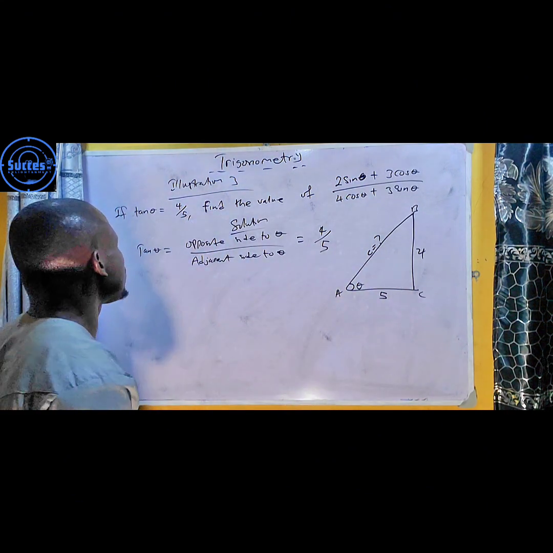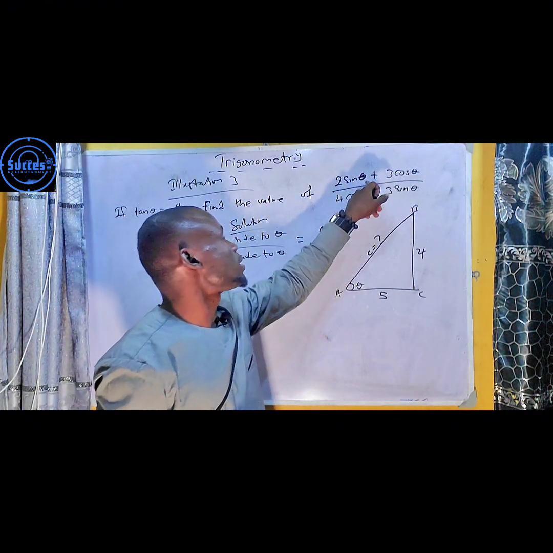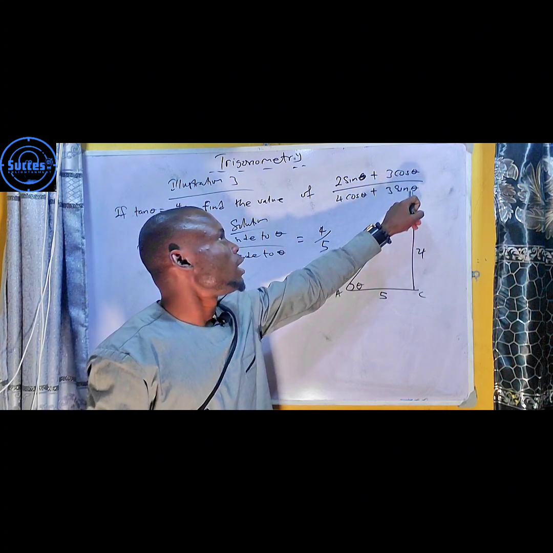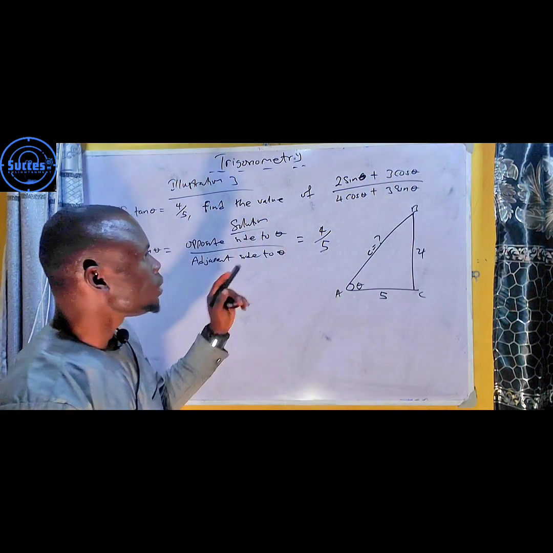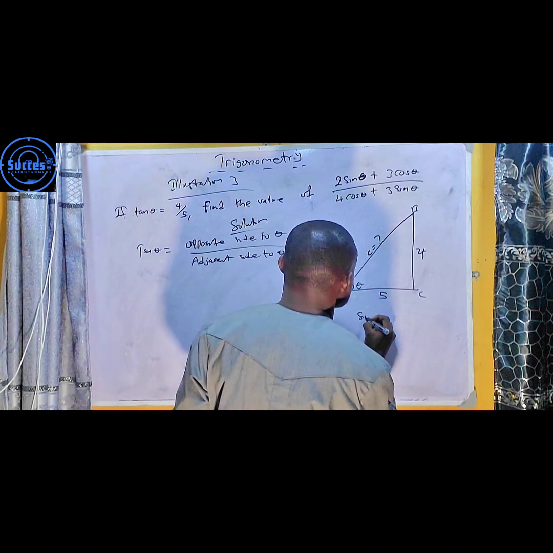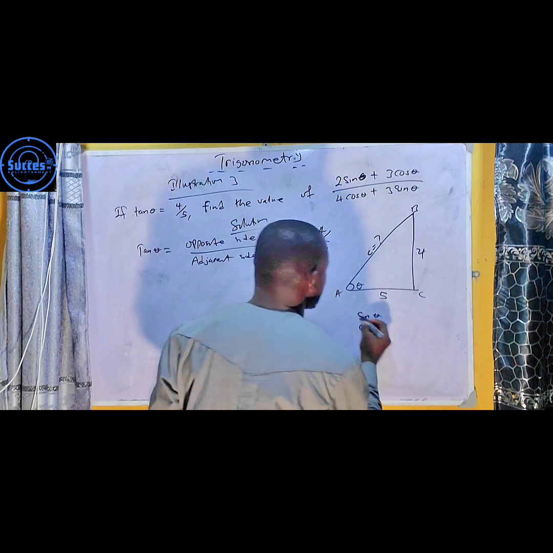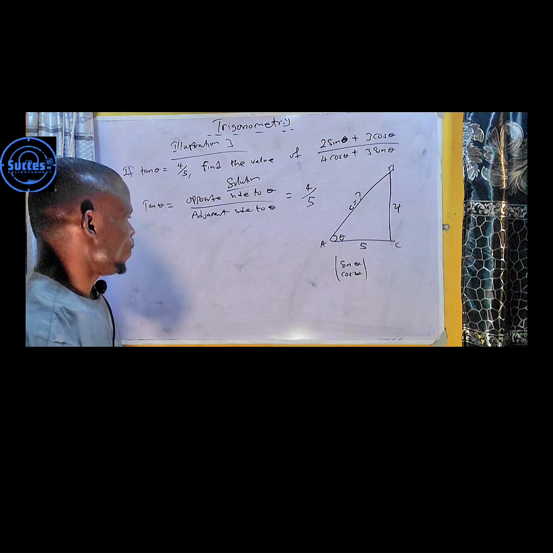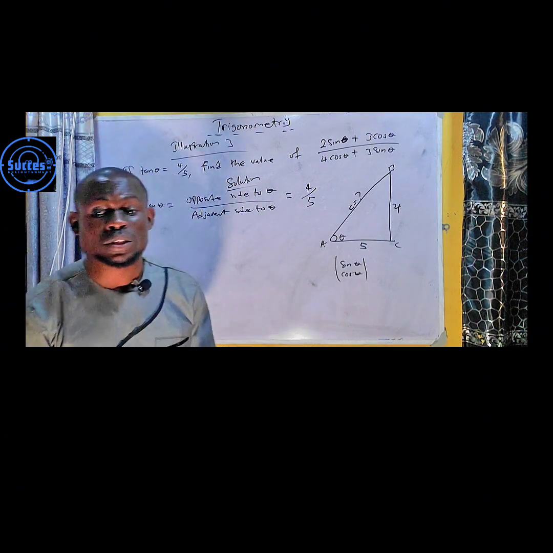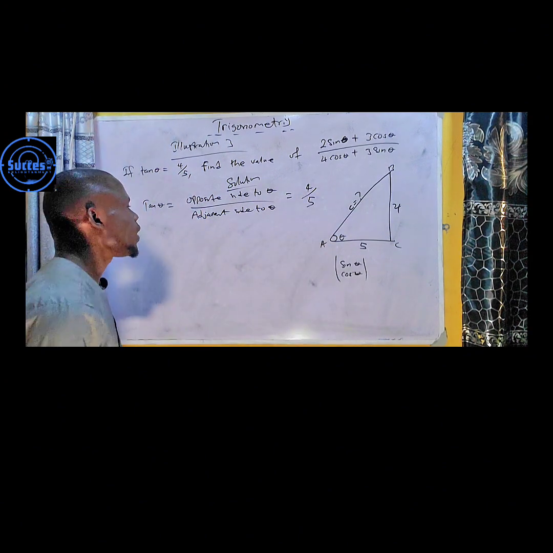Now that we have this, we have to find the value of 2 sin theta plus 3 cos theta over 4 cos theta plus 3 sin theta. Obviously, first we need to find our sin theta, and secondly our cos theta. To find sin theta and cos theta, the hypotenuse is very important. You must find the hypotenuse first. So we need to find small c.